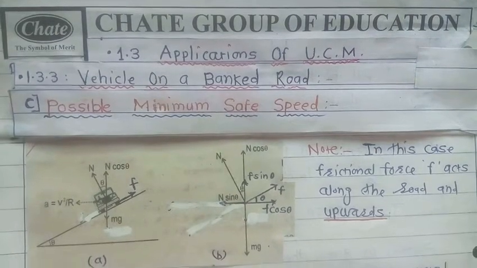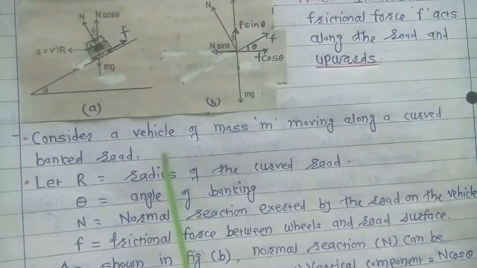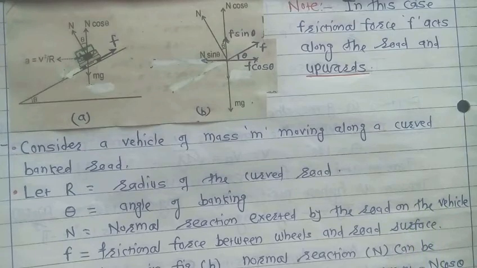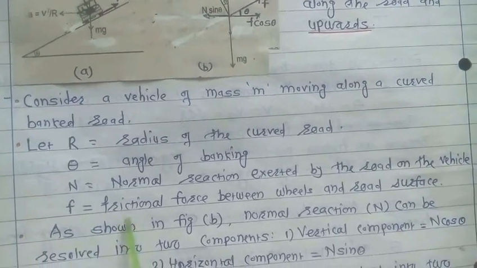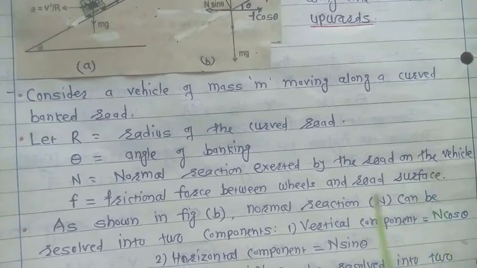Now let us consider a vehicle of mass m which is moving along a curved bank road. Let r be the radius of the curved road, theta the angle of banking, N the normal reaction exerted by the road on the vehicle, and F the frictional force between the wheel surface and the road surface. Now as I have explained, this normal reaction N can be resolved into two components, vertical component N cos theta and horizontal component N sin theta.